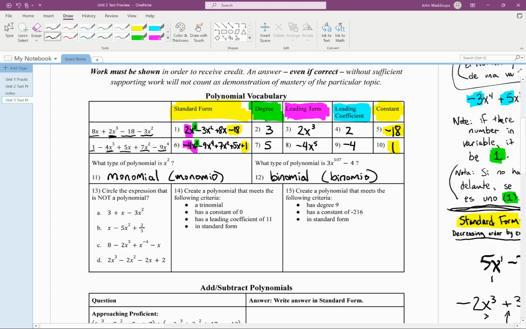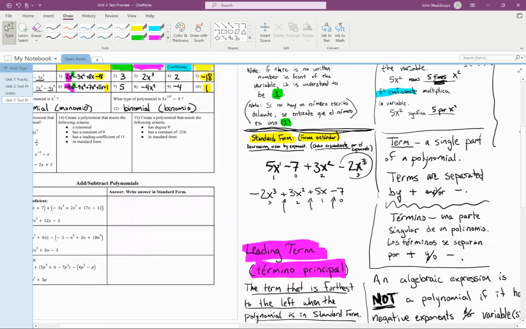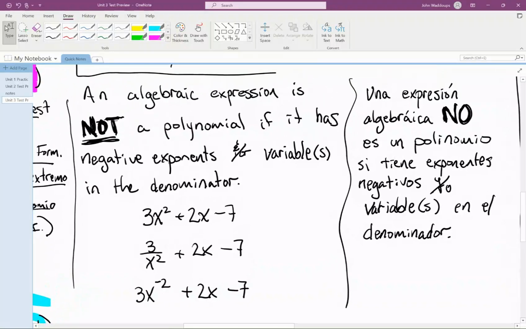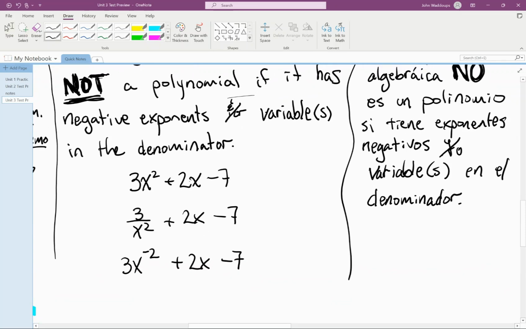All right, how do we know if a polynomial is maybe not a polynomial? So here, to explain that, an algebraic expression is not a polynomial if it has negative exponents and or variable or variables in the denominator. So here, 3x squared plus 2x minus 7. Yes, it is a polynomial. Este sí es un polinomio. 3 over x squared plus 2x minus 7. No, it is not a polynomial. No es un polinomio porque tiene x cuadrado en el denominador. This is not a polynomial because it has x squared in the denominator. And then x to the minus 2 plus 2x minus 7, also no, because it has that negative exponent.